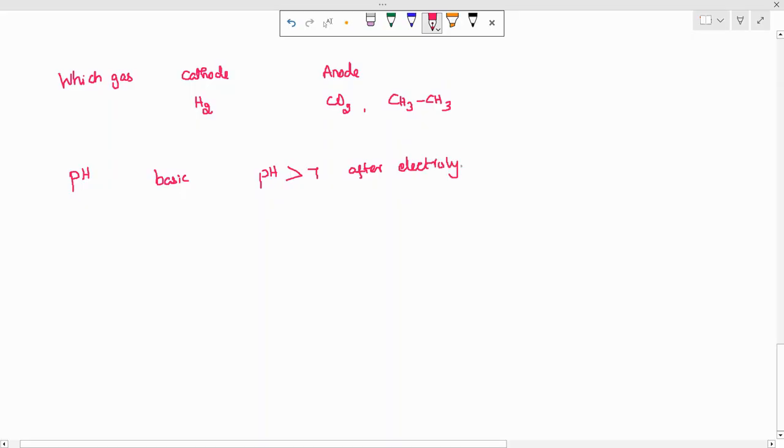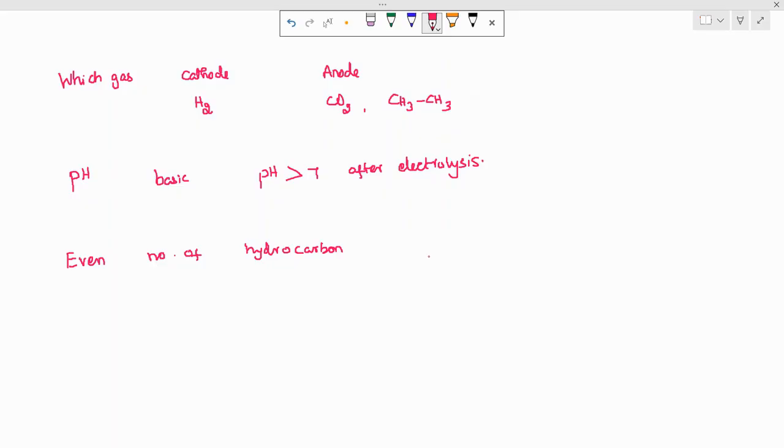And then one more thing, we can prepare only an even number of carbons in the hydrocarbon. So only even-numbered hydrocarbons we will get. Odd-numbered hydrocarbons could not be prepared in the case of Kolbe electrolysis. So that kind of thing they can ask.